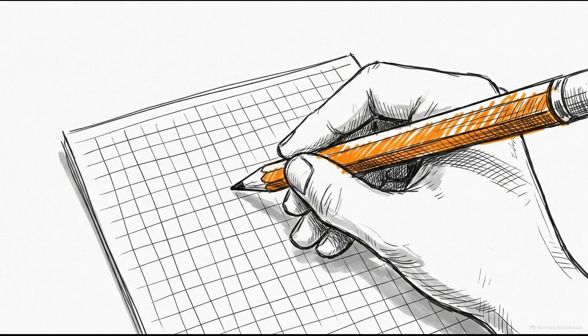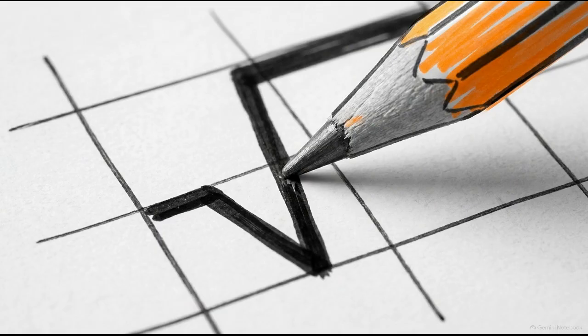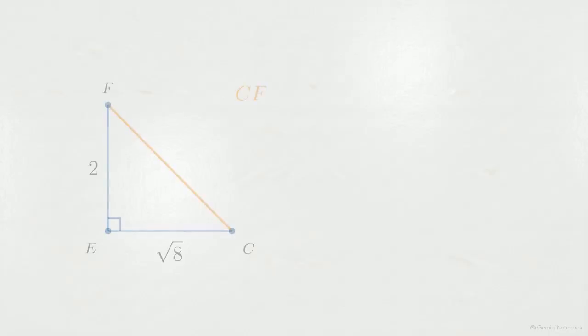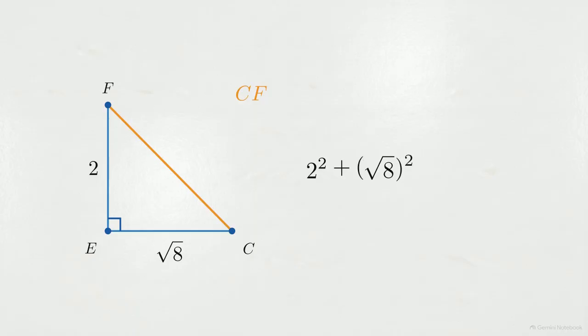Grab a pencil and pause here. Try setting up the Pythagorean theorem for this specific triangle. If putting a square root into the equation feels strange, ignore that feeling and just follow the strict formula. Let's set up the math. Our first leg is 2, so we start with 2 squared. Our second leg is the square root of 8, which we will place carefully inside parentheses before squaring it. All of this equals our hypotenuse, CF squared.